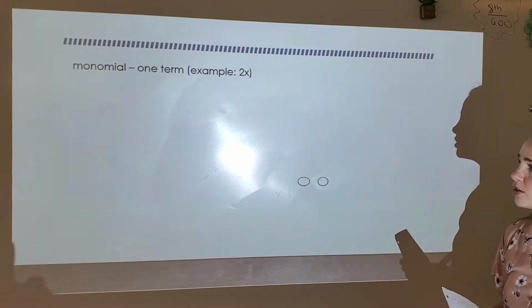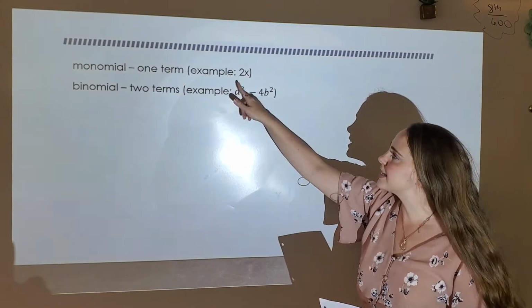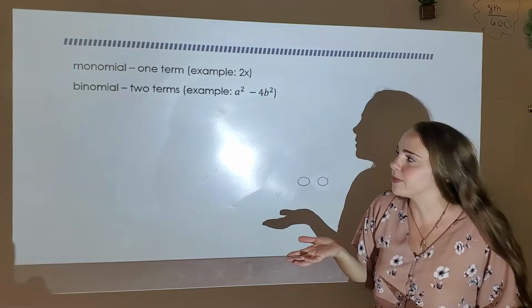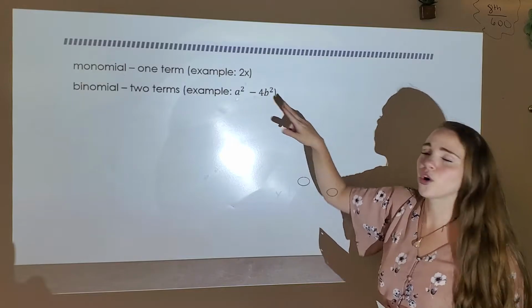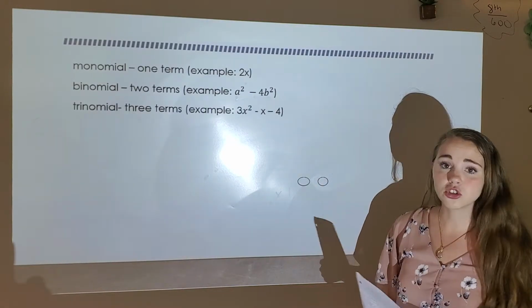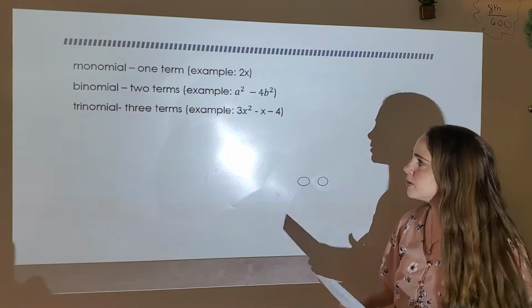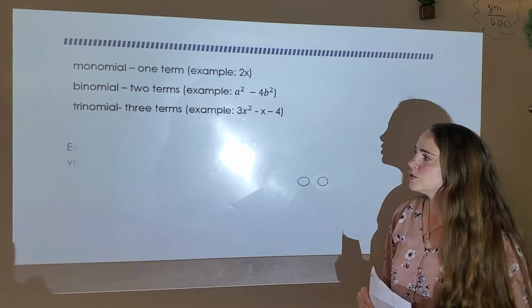A monomial is one term. Mono means one, so the example is just 2x. There's just one term there. Binomial is two terms. The example, a squared minus 4b squared. There's two terms, 1, 2. And then a trinomial, triangle, trinomial, three terms. 3x squared minus x minus 4.